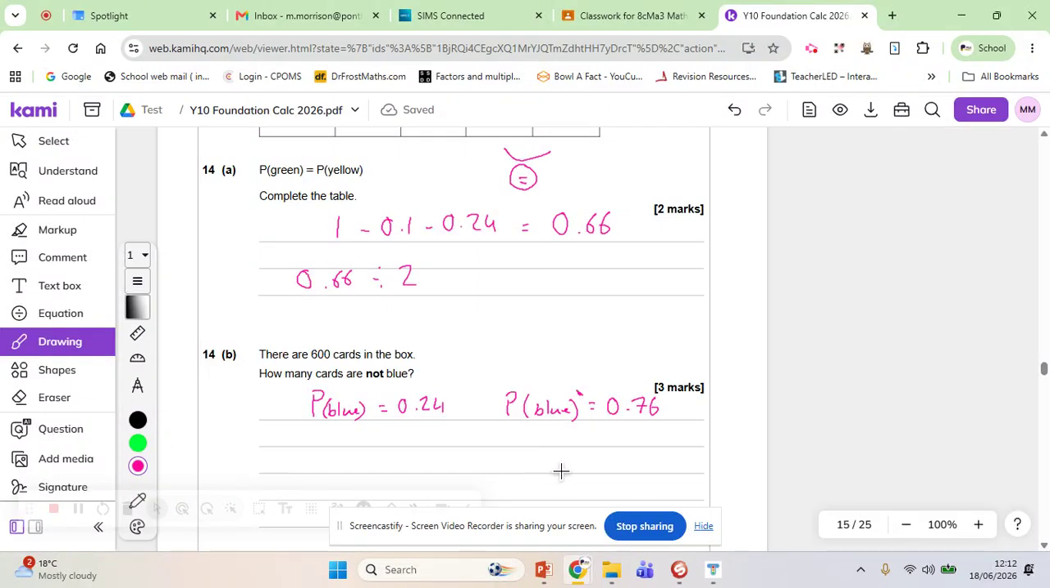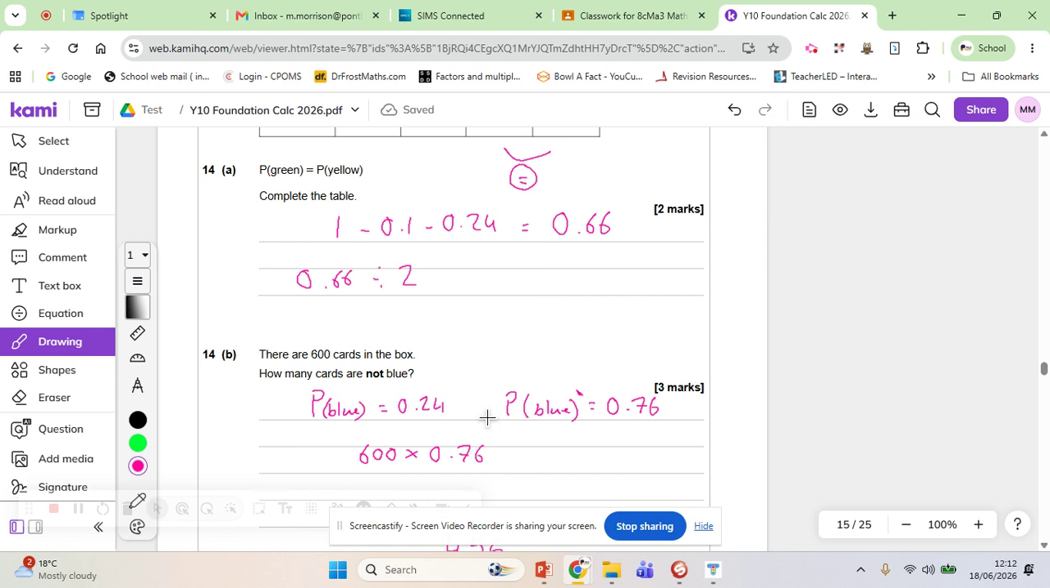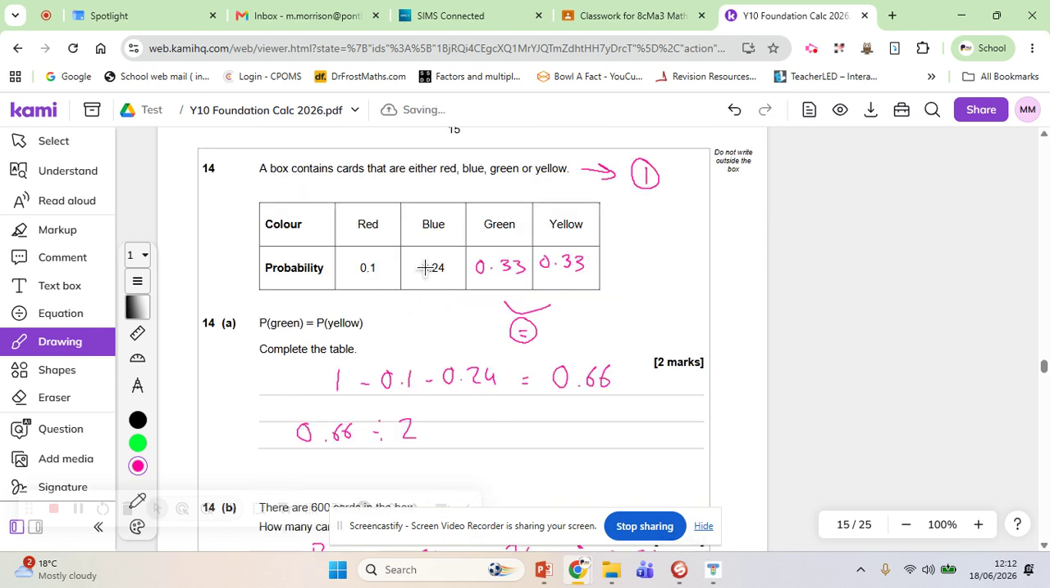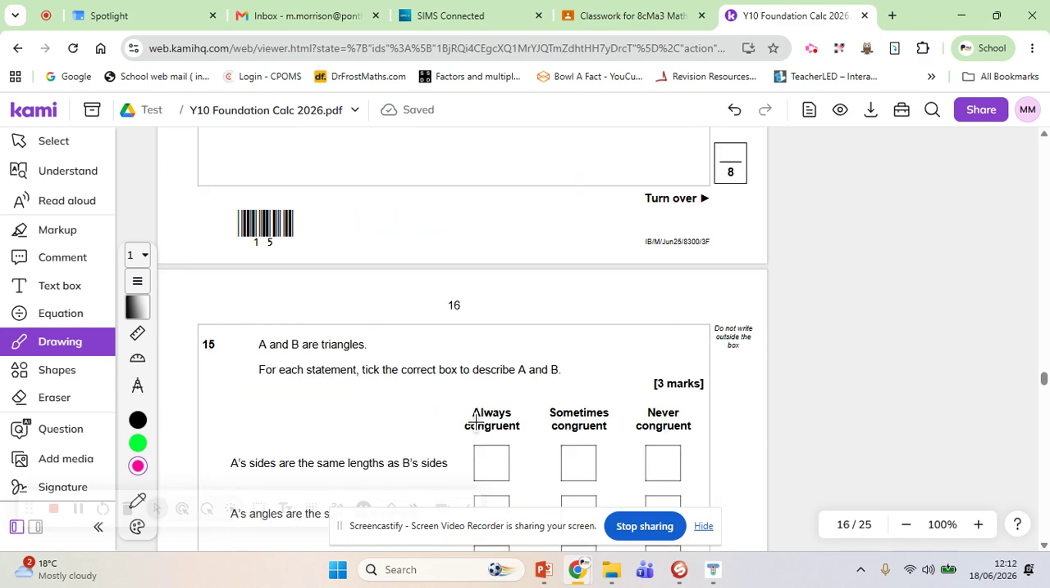So that's the probability of not blue. 600 cards in the box, so to find how many cards are not blue, it's going to be 600 multiplied by 0.76. So 600 times 0.76 gets me 456. Now that's not the only way of doing it. We could have worked out how many are blue and then taken it away. But if we know the probability of blue, we know that the rest must be not blue. So that's the two ways of doing that one.